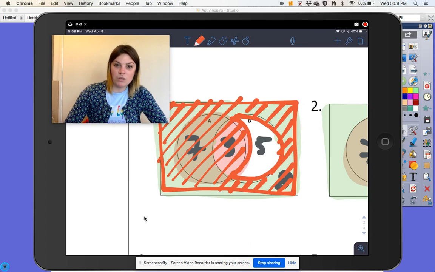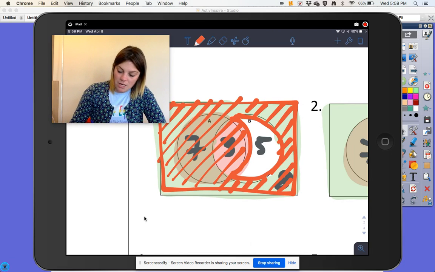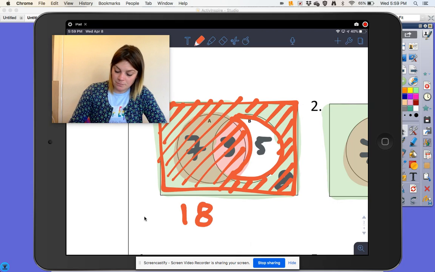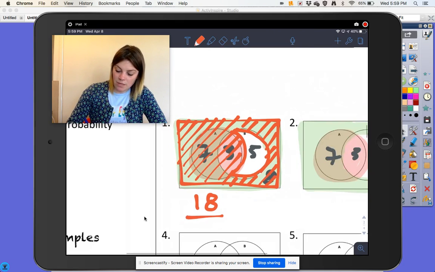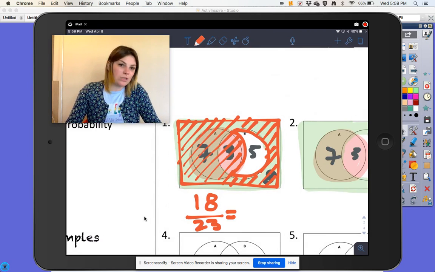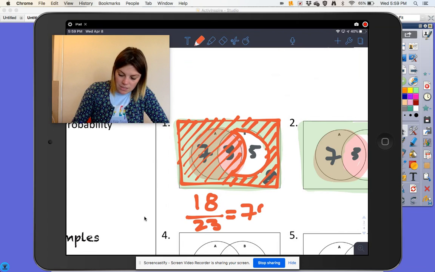So our question is, what is the probability of A union B prime? Well, that's everything that's shaded. So that's 7, 3, and 8. So 7, 3, and 8 added together is 18. And we still have the same total out of 23. Right? So instead of shading, you could have just looked at the picture and been like 7, 3, and 8, 18. All right, 18 divided by 23 is 78.26%.